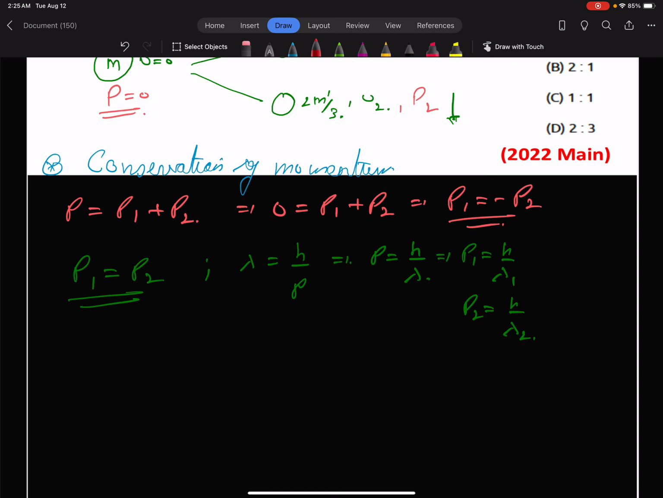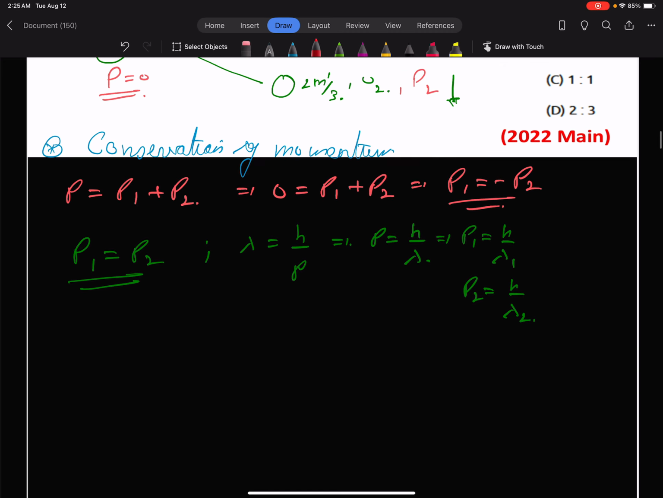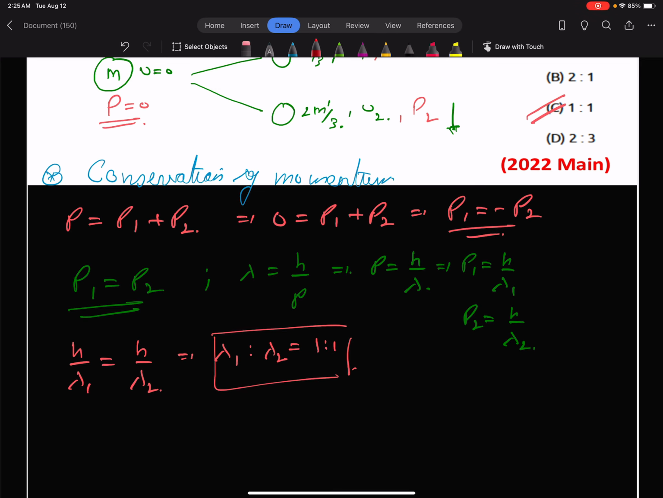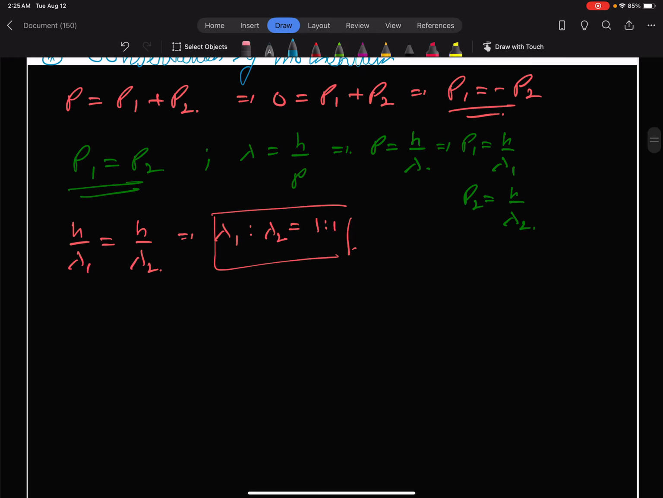We need to find out their ratio. No problem. We substitute them, and we get h upon lambda 1 is equal to h upon lambda 2. So here we can say lambda 1 is to lambda 2 is equal to 1 is to 1. So option C is correct.